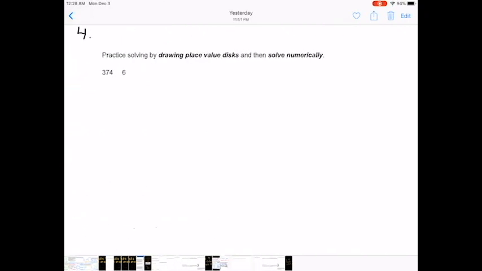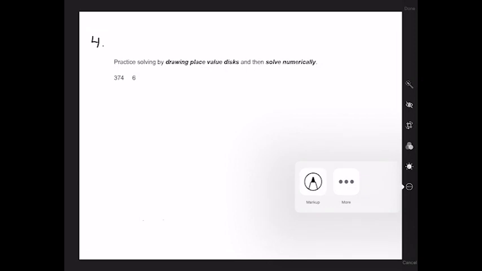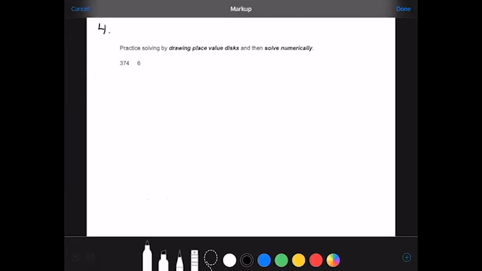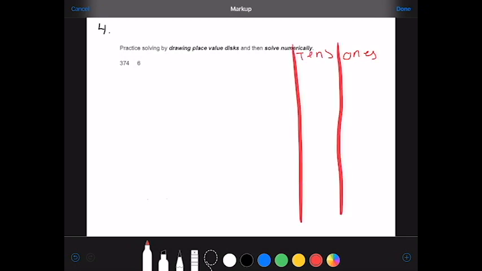Number 4 says to practice solving by drawing place value discs and then solving numerically. All right, so you can do either one first. I'm going to go ahead and do place value first. I like to write my place value chart in red to set it apart from my discs so I don't make it too messy. Hopefully, that's always the goal, right? And then I'm going to put my discs in here.